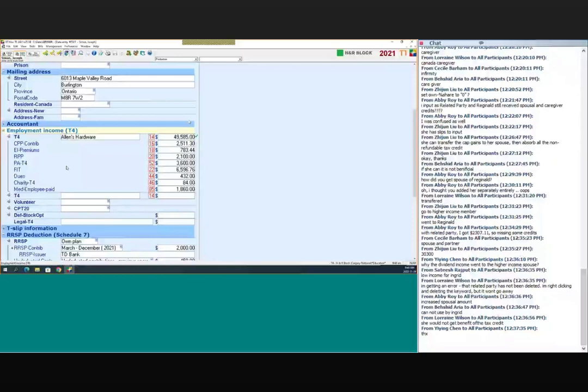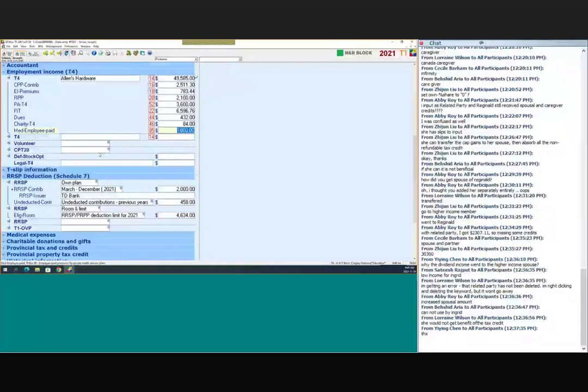Here's his T4. We have the correct figures entered. He has dues and charity. So not only do they have a charitable donation that was not on his T4, we also have a charitable donation on his T4. We also have the medical employee paid. These are employee paid premiums, so this is considered a medical claim. So in addition to the glasses and the dental, we're also going to have this as part of their medical expenses.